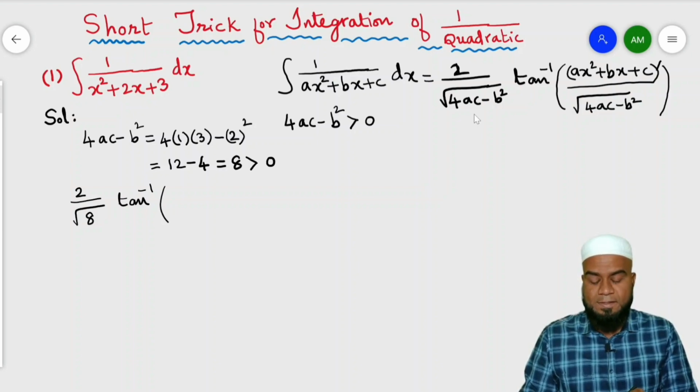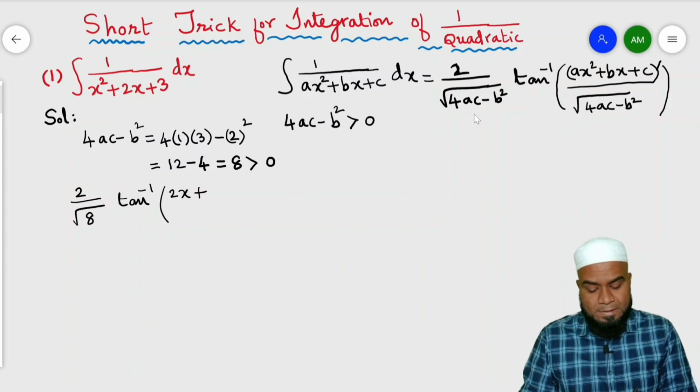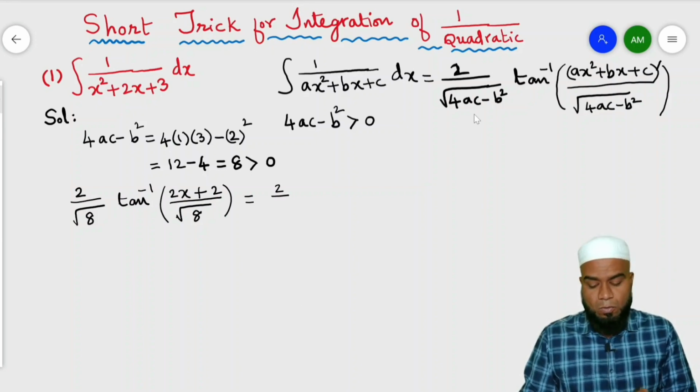See, the quadratic is x square plus 2x plus 3. The derivative of that will be 2x plus 2, right. And in the denominator, the square root of 4ac minus b square is 8. So just simplify this, you will get the answer. Simplify this, 2 by root 8 can be taken out. So root 8 into root 8 is 8, and in the numerator 2 can be taken out.